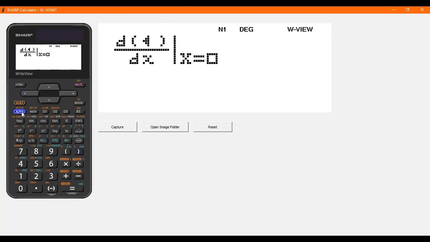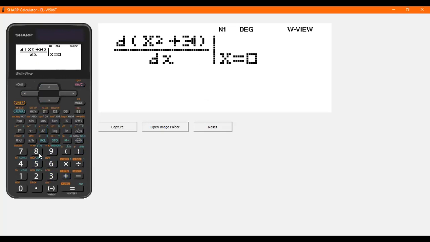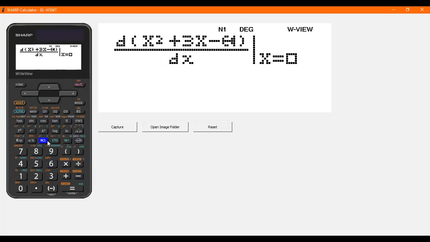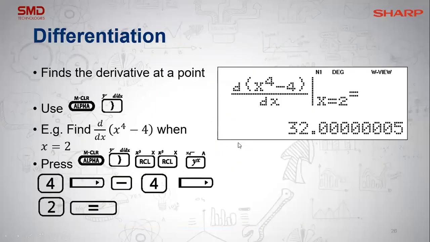So what you do is you press alpha and your close bracket button. You can see there's d/dx, and then you just type in whatever your equation or expression was, and you just press RCL to make an x, and then you would set a value. So what is the derivative when x is equal to -1? And we say equals, and it will give us this calculation as well. So that's a differentiation at a point.